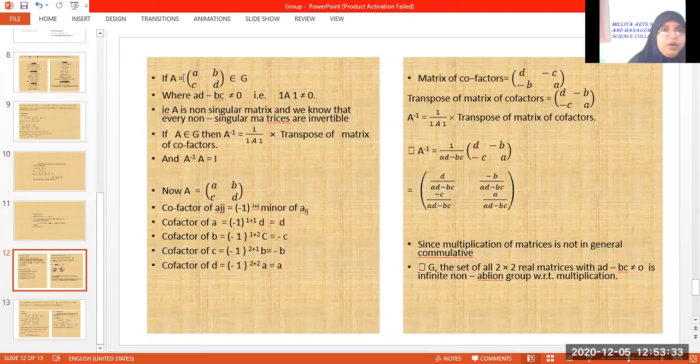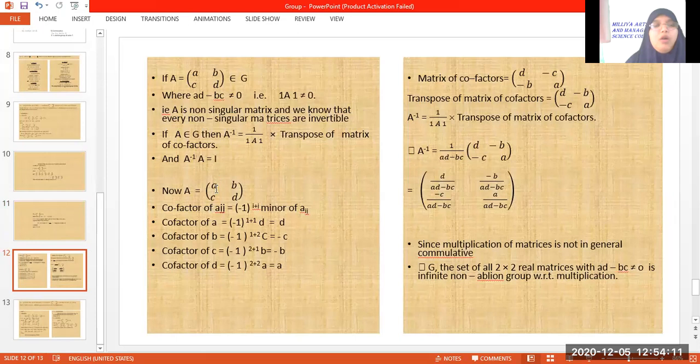Inverse. If A is equal to A, B, C, D belongs to G, where AD minus BC is not equal to 0, that is determinant of A is not equal to 0, means A is non-singular matrix, and we know that every non-singular matrix is invertible. And the formula for the inverse is given by this. Now, for finding inverse, we first find cofactors of each element Aij. First element is A. A is in first row and first column.